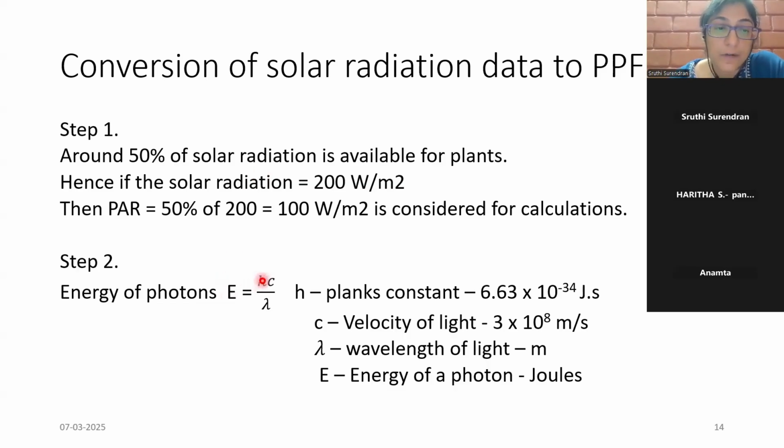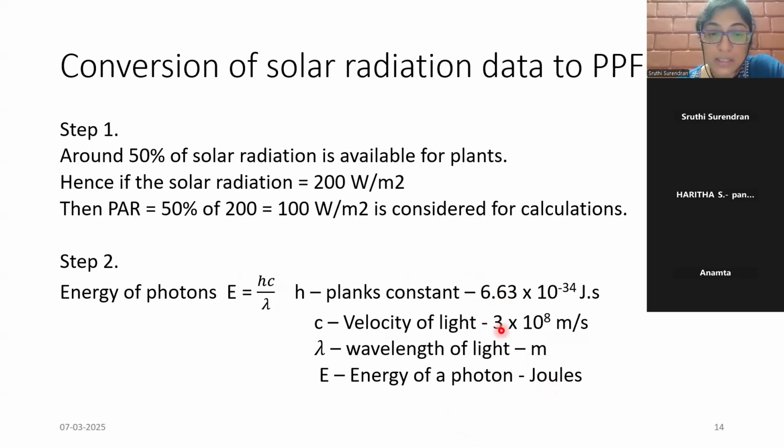Now, energy of one photon is given by Planck's equation, which is nothing but the Planck's constant into velocity of light divided by the wavelength of light. So this is the Planck's equation where the energy of one photon is given, which is equal to hc by lambda. H is the Planck's constant. It is 6.63 into 10 to the power minus 34 joule second. Velocity of light, we know 3 into 10 to the power 8 meter per second. And wavelength is in the units of meter. And finally, we get the energy of one photon in units of joules.